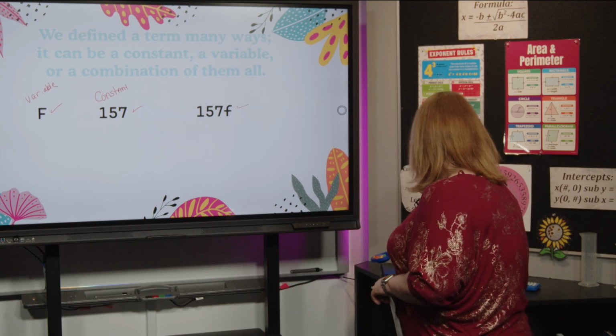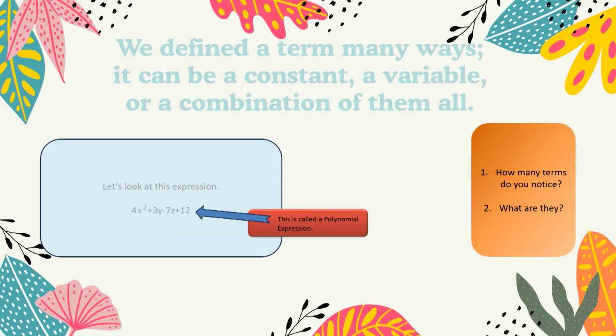So let's look. It says, look at this expression, 4x squared plus 3y minus 7z plus 12. This is called a polynomial term, or excuse me, a polynomial expression. Now it asks us how many terms do we notice?